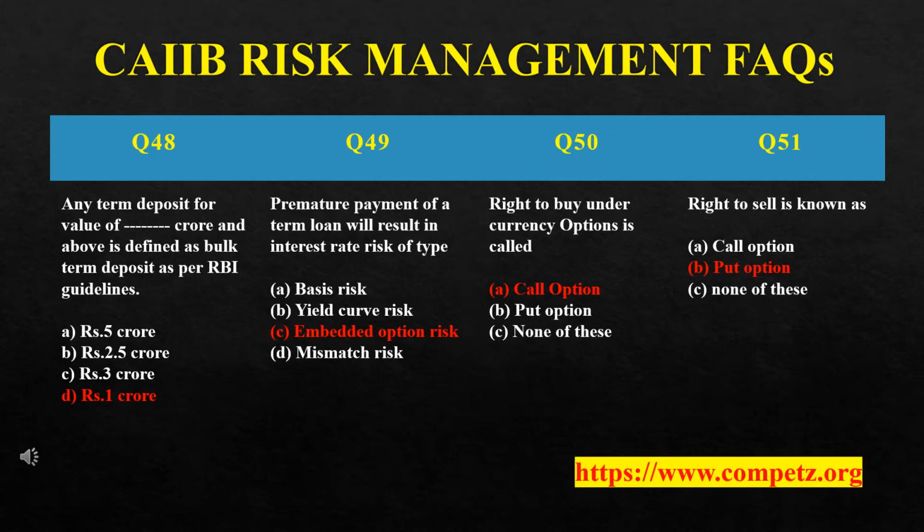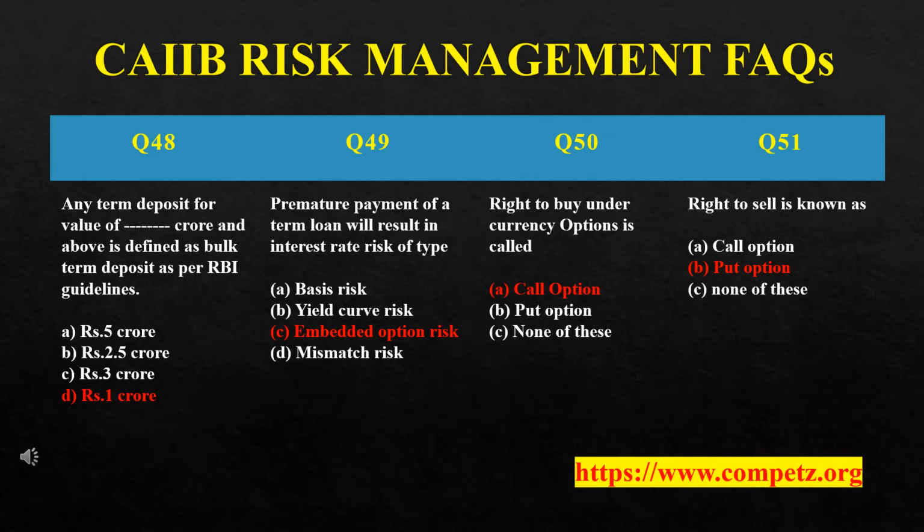So why the answer is D: any deposit of value rupees 1 crore or above is considered as bulk deposit. Therefore, any term deposit for value of 1 crore and above is defined as bulk term deposit as per RBI guidelines. Thus the answer is D, rupees 1 crore. Moving on to the next question.